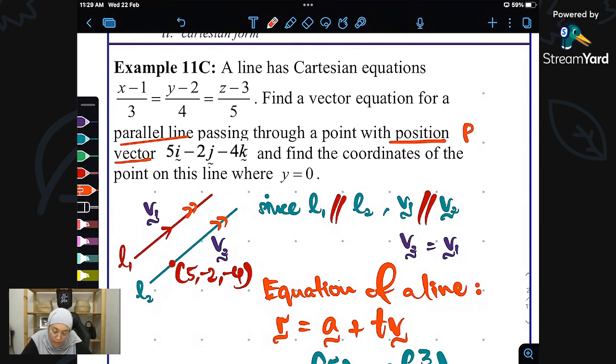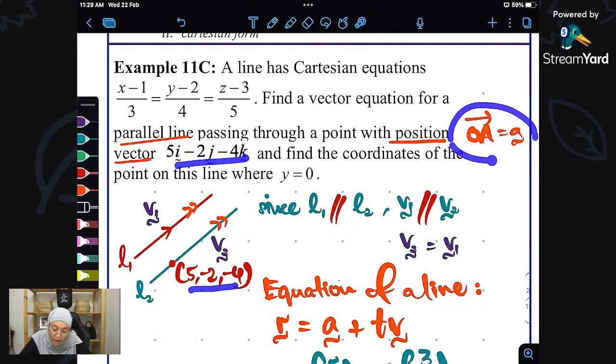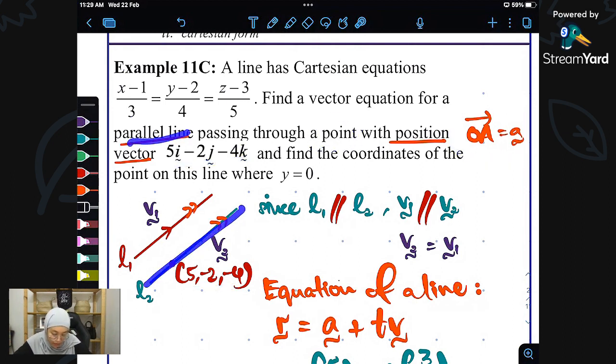Position vector bermaksud sort of like the point OA lah, position vector ataupun A vector. Okay, with this point 5, -2, -4 is the position vector. It's through a point, ya. Parallel line passes through a point, kita panggil ni line yang kedua. And find the coordinates of the point on this line where y is equals to 0.